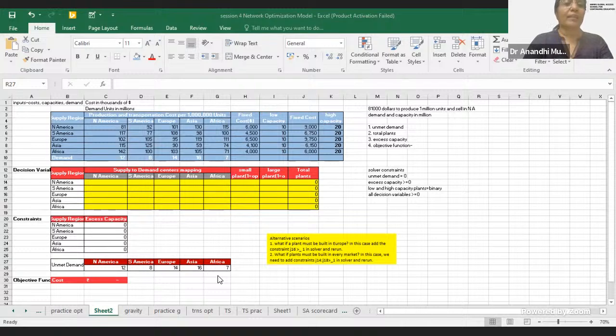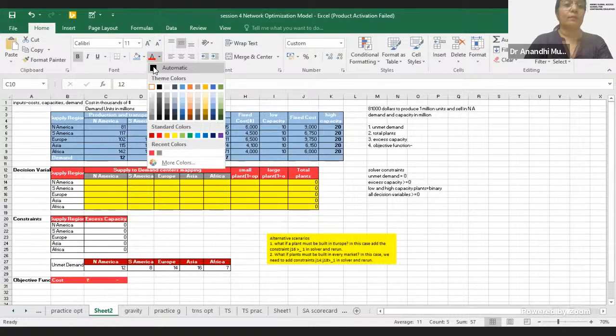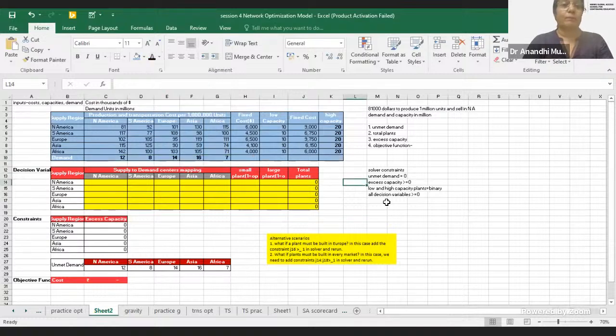What is the demand row exactly? Demand is nothing but the demand for that car in that market. 12 million units of cars are demanded in the North American region per year, and 8 million units of cars are demanded in the South American region. And so is the case with other locations as well. Clear? This is given. Demand is in millions of units, and cost is in thousands of dollars.